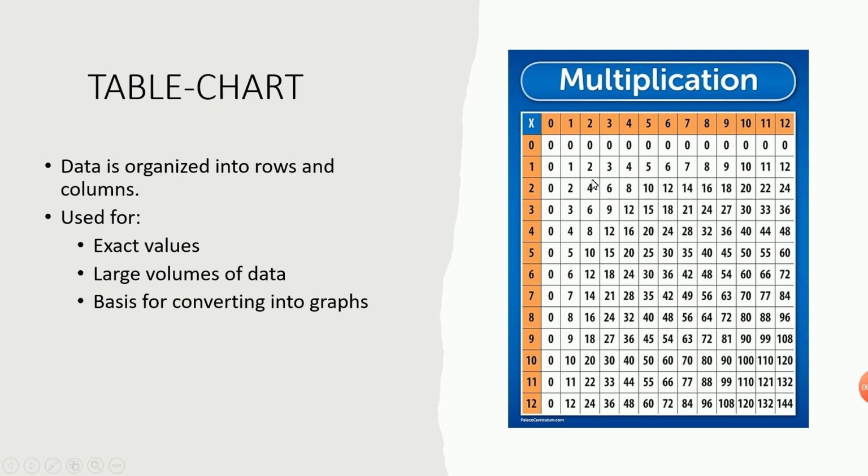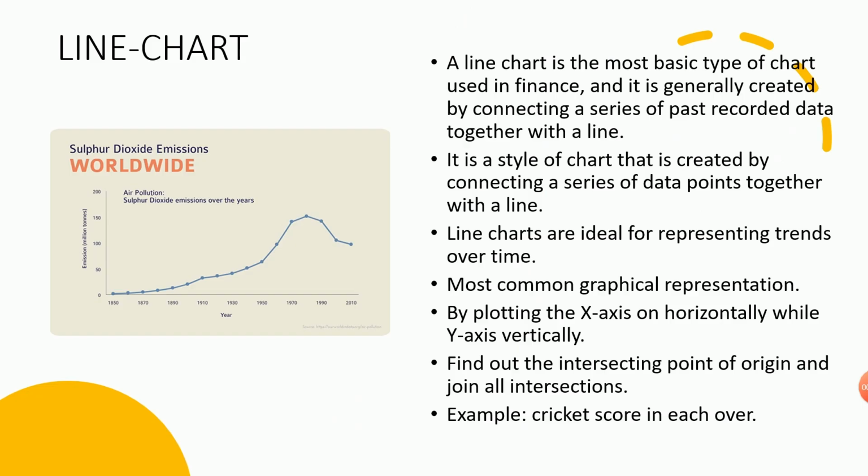Data is organized in rows and columns, not just simply 2 rows or 3 rows. Multiple data are being arranged in this manner. So why is it being used? It is used for exact values, large volumes of data, and as a base for converting into graphs. Based on these values, I can convert the data into a graphical manner, that is charts or diagrams like that.